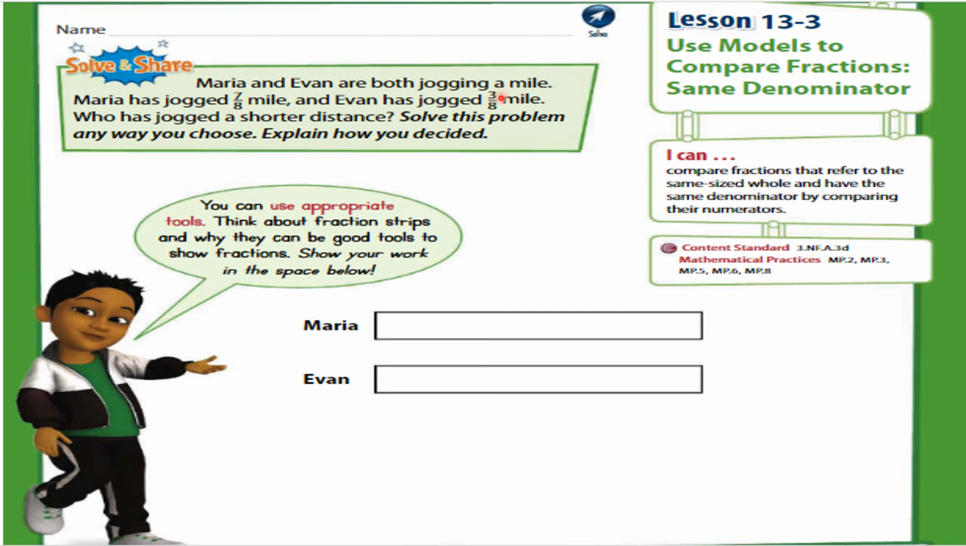3 parts. Very nice. So, if the denominator is same, we have just watched the video and then we discussed, if the denominator is same, so you will look at what? Excellent, numerator. So, if you look at the numerator 7 and 3, who jogged less? Who jogged shorter distance? Excellent. Evan has jogged shorter distance.